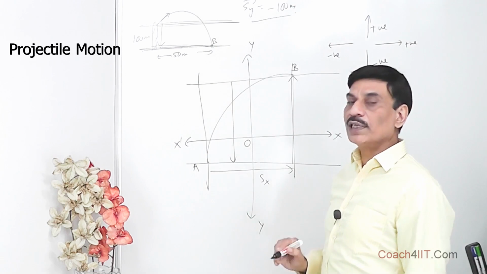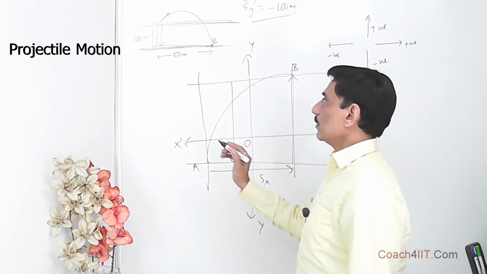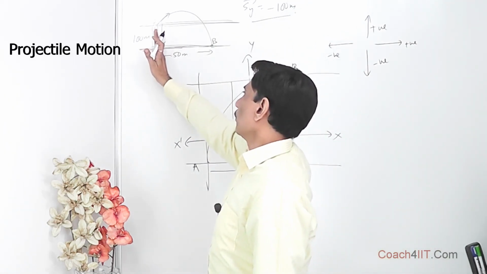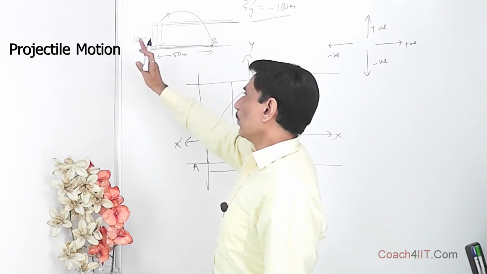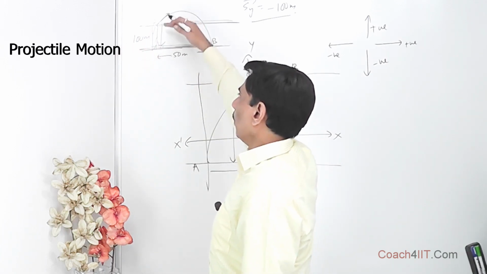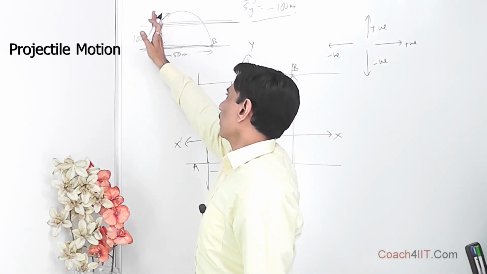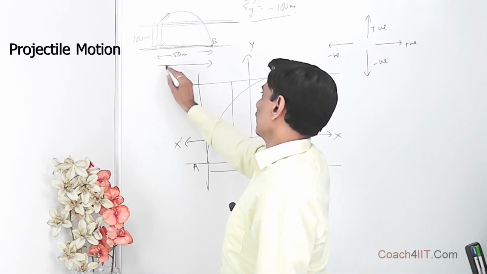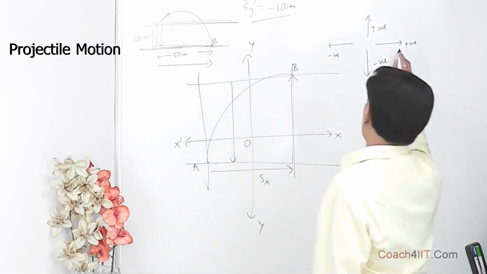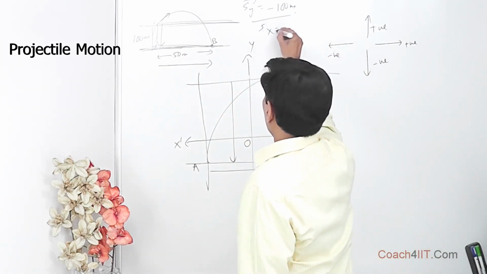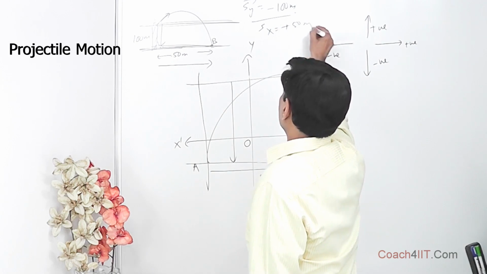And if we are bothered about the displacement on the x-axis, now we are just bothered about how much it has moved in the forward or backward direction. Now we are not bothered how much it has moved up or down. So from this x coordinate, from here to here it has gone. So Sx is in this direction. In this direction we are taking it as positive. So Sx is going to be plus 50 meters.